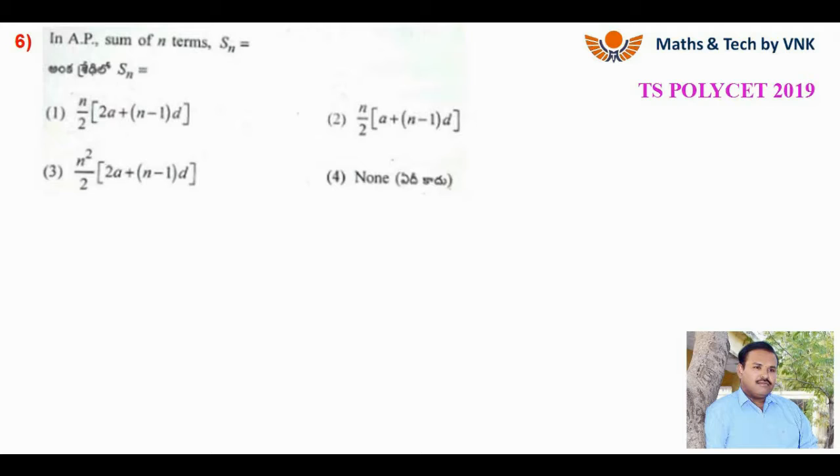Next question is, in AP, sum of n terms Sn is equal to. For arithmetic progression, sum of n terms Sn is equal to n by 2 into 2a plus n minus 1 into d. So the correct option is 1.